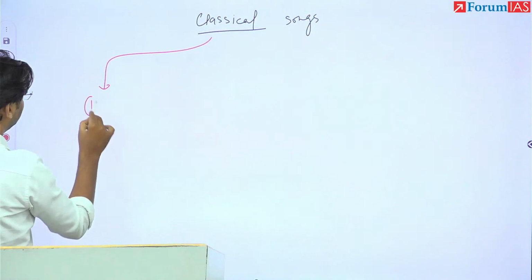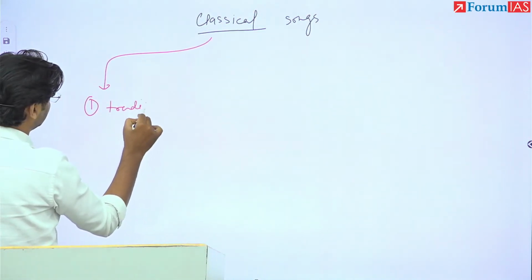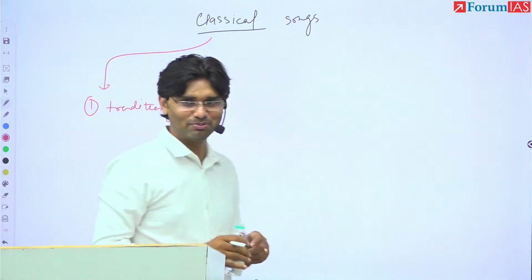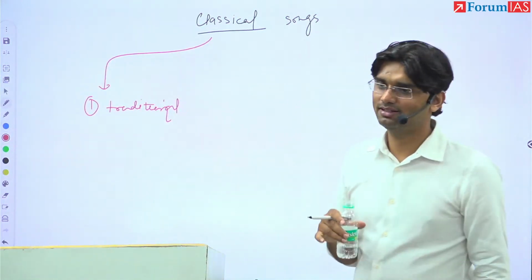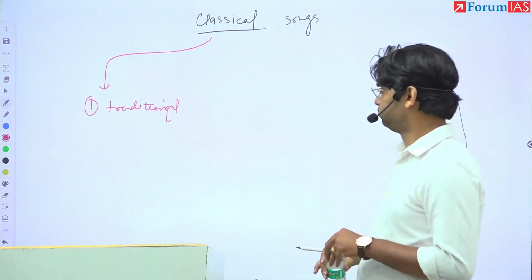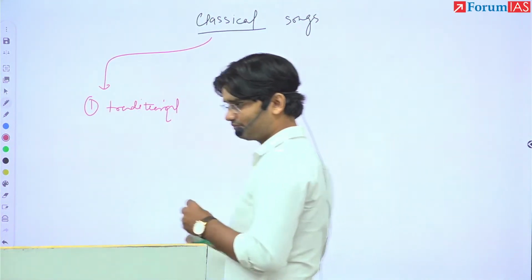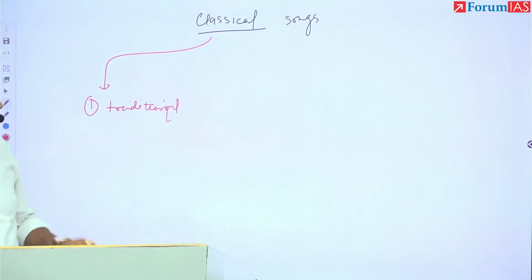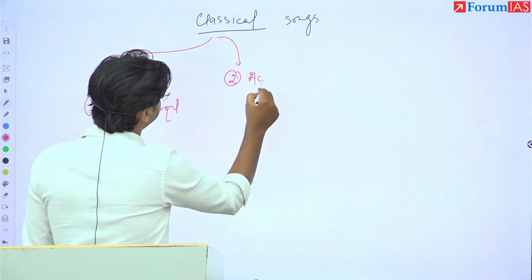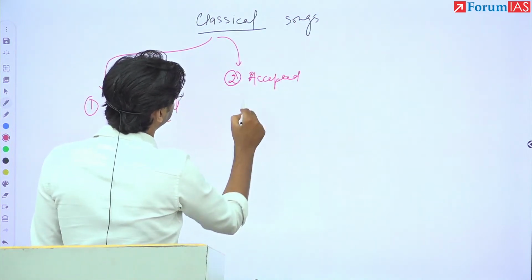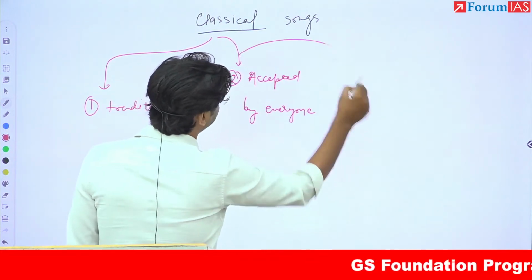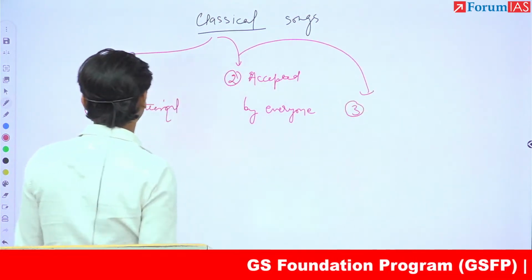Very good, traditional. No, every day you are saying this normative. Normative, classical say no relation. That is also kind of close. Accepted by. Okay, good. What else?